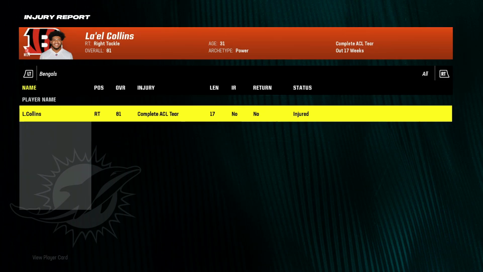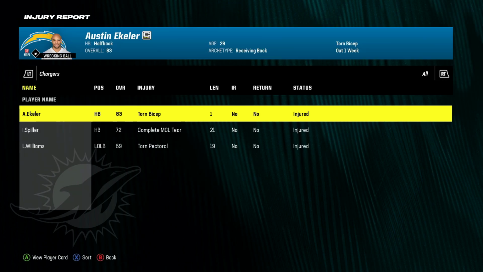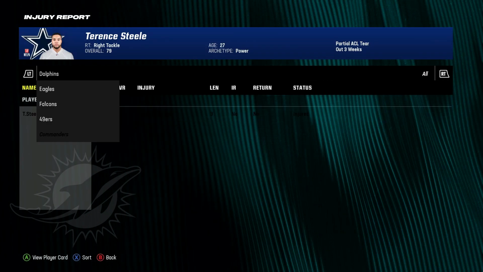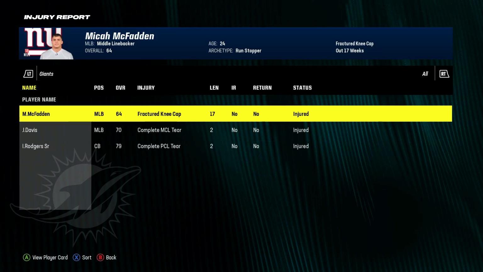I'm going to just go through all these injuries here to end off this season. Obviously, players came back through the playoffs for non-playoff teams, but yeah.